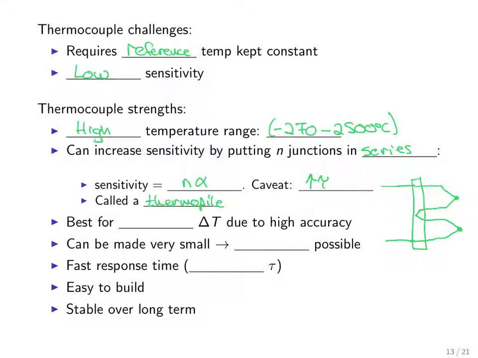Thermocouples overall are best for small changes in temperature due to their high accuracy. They can be made very small, so intracellular recordings are possible. They have very fast response time due to their small tau if you don't use a thermopile. They're easy to build and they can be stable over the long term.